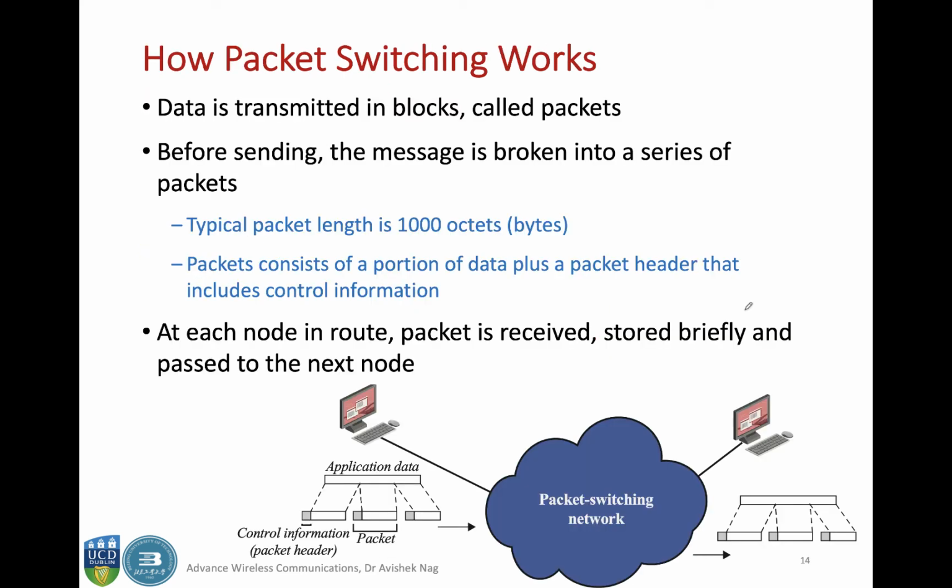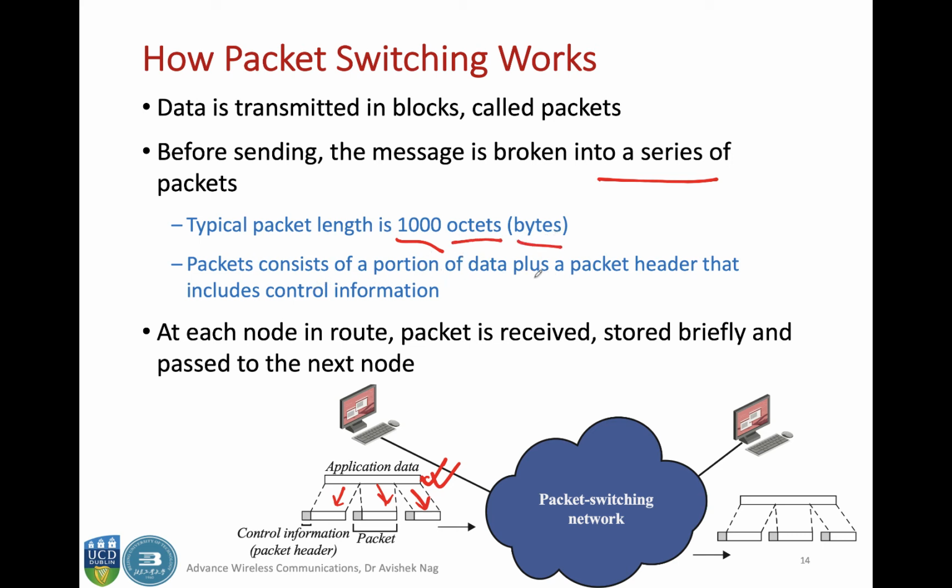So now coming to packet switching. How does packet switching work? Again, as I briefly mentioned, packet switching means your data is transmitted in small packets. Before sending, the message is broken into a series of such packets. Let's say you have a long message like this, the application data, and you break it into three small packets. Packets are typically about 1000 octets in length. Octets basically means bytes.